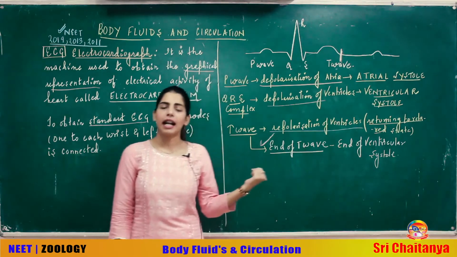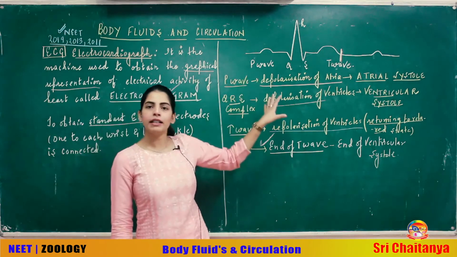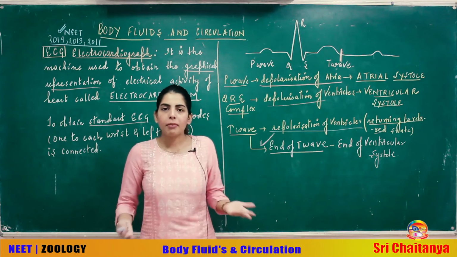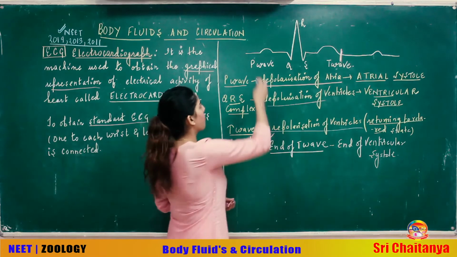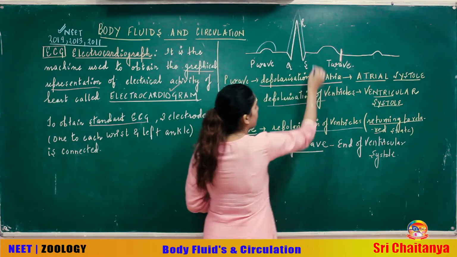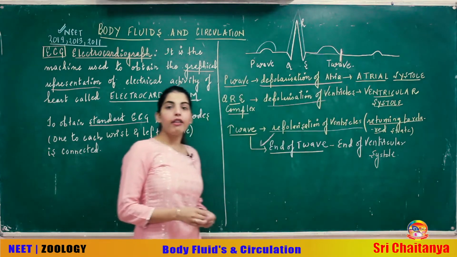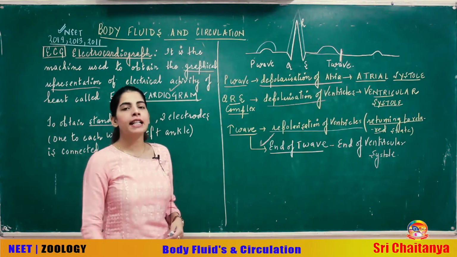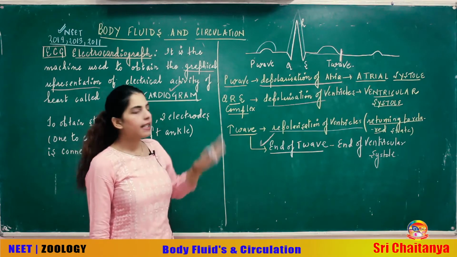And why do you need that? When there is always a normal graph, you know that your functioning is very much normal. But there might be a condition when you see maybe an elevated P wave, maybe an elevated QRS complex, maybe a flat T wave. Whenever you obtain such deformities in the graph, you can easily say that there is some problem.